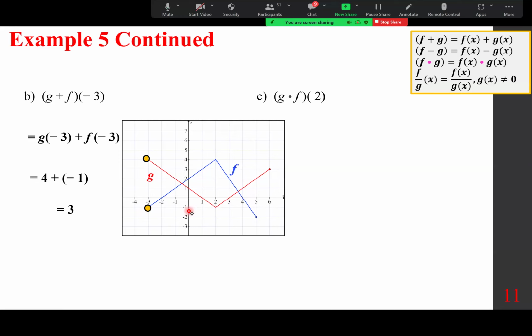Now we want g times f of 2. By definition, g of 2 times f of 2. So g, the red one, when x is 2, the y is negative 1. The blue one, f, when it's 2, it's 4. So the product, negative 1 times positive 4, is the final answer.